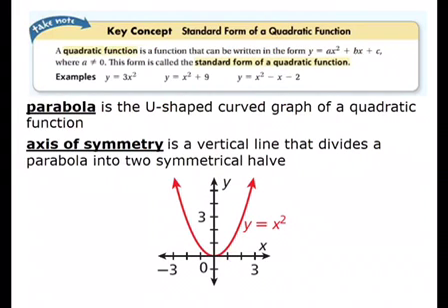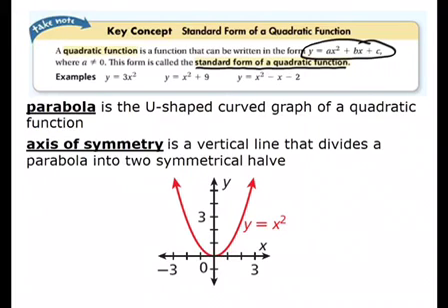So our first key concept is standard form of a quadratic function. A quadratic function is a function that can be written in the form y equals ax squared plus bx plus c, where a does not equal 0. This form is called standard form of a quadratic function. So this is the most standard form, meaning this is the general shape or style that the equation will come in. Some examples of this are y equals 3x squared, y equals x squared plus 9, and y equals x squared minus x minus 2.